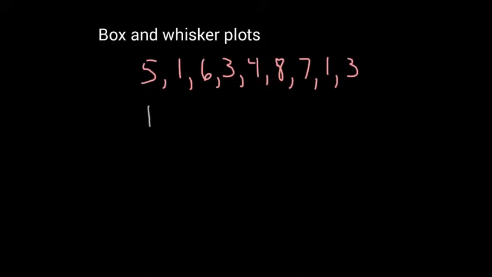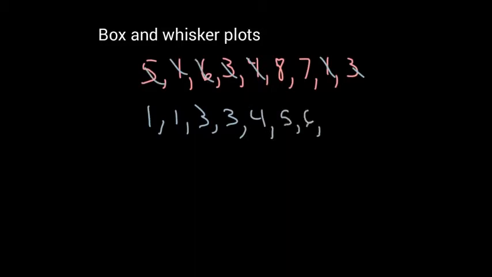So, I have two ones. I'm going to cross these out as I go just to help me. And then I have two threes, and then a four, a five, a 6, a 7, and last an 8. So I got these in order from least to greatest.